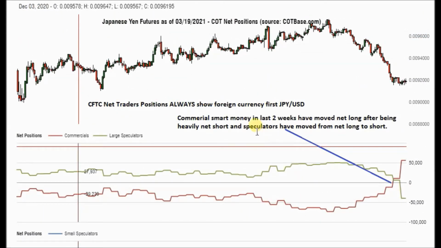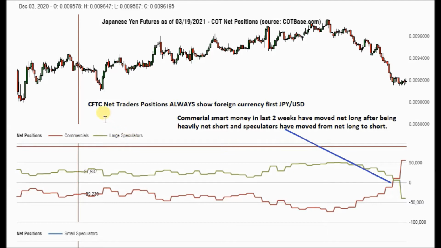Right, we are on a chart which shows big money positioning in the Japanese yen against the USD. Now, this is from the CFTC. It's called the COT Net Traders Positions. It's a totally free tool, and it's very useful in seeing what smart money commercials are doing against large speculators.